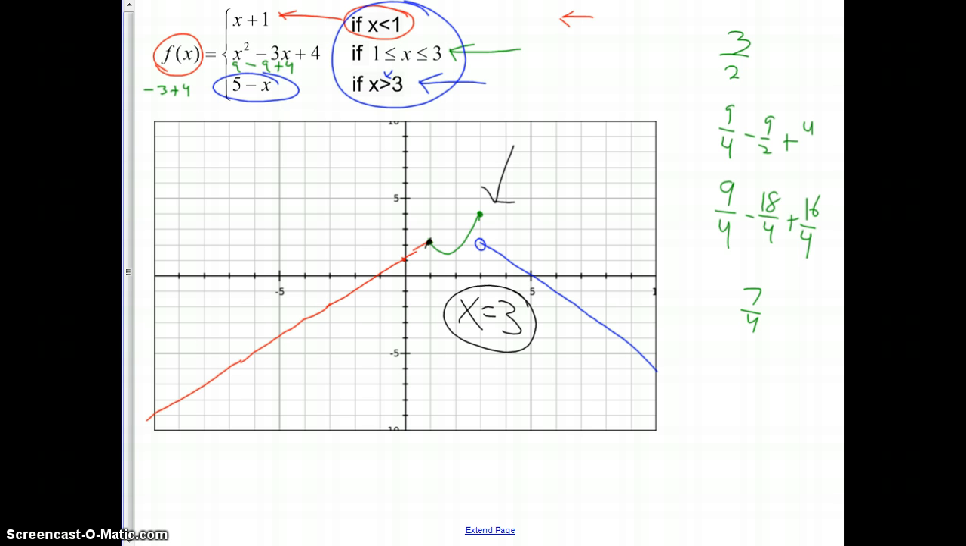So that's the idea of removable discontinuities, defining where functions are continuous or where they're not continuous.